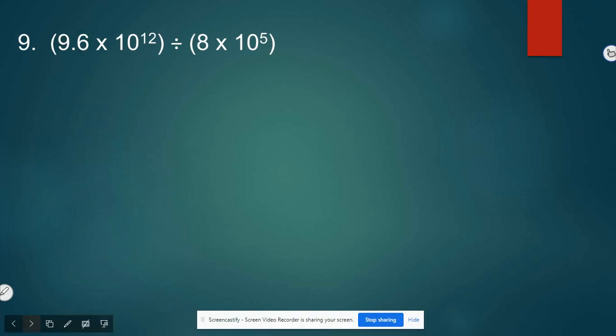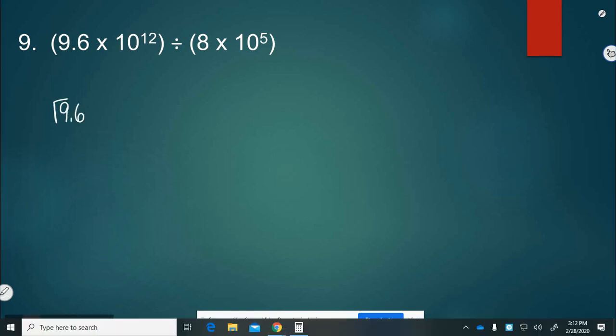Number 9. Same thing here. We start with dividing 9.6 by 8. 8 goes into 9 once with 1 left over, and 8 goes into 16 twice. So that's 1.2 times 10 to the, 12 minus 5 is, again, 7. So 1.2 times 10 to the 7th.